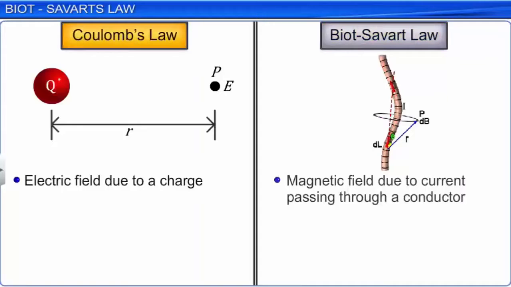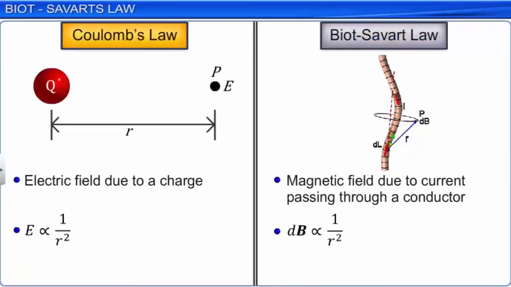According to Coulomb's law, the electric field due to a charge is inversely proportional to the square of the distance between the charge and point P. On the other hand, according to Biot-Savart law, the magnetic field due to an infinitesimal element of the current-carrying conductor is inversely proportional to the square of the distance between the element of the conductor and point P.